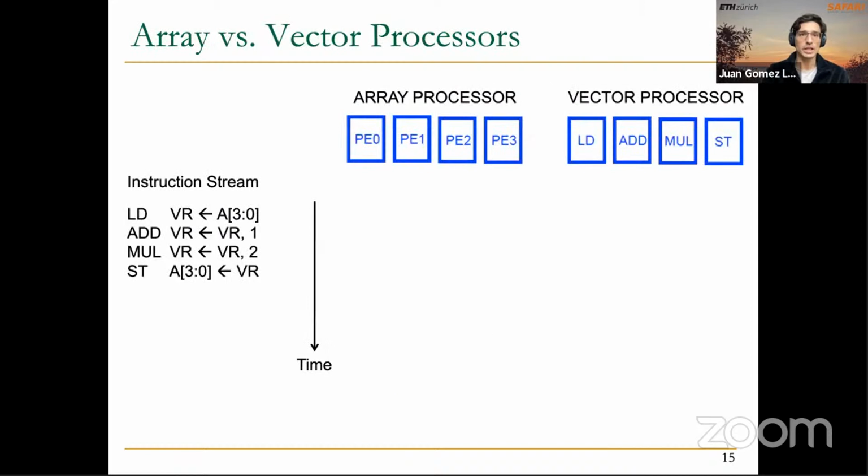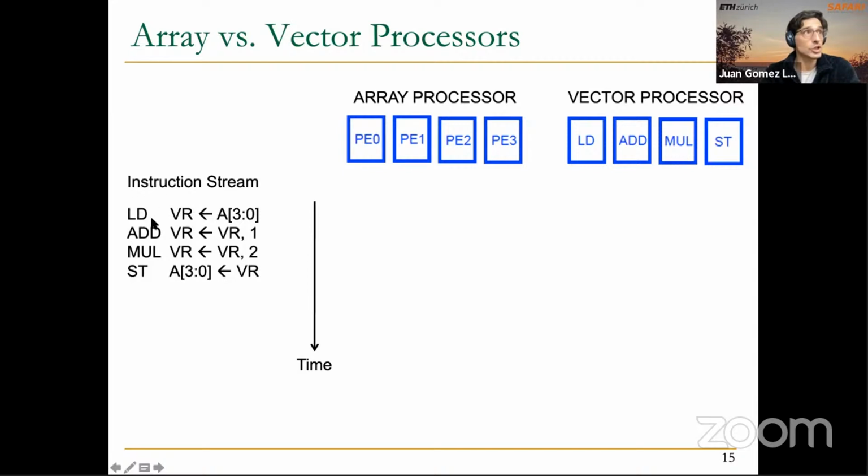Now let's go back to the idea of array processors and vector processors. Let's learn how to distinguish them based on a simple example. Notice that here on the left-hand side, we have our first SIMD program. It's a very simple instruction stream, but you can already identify basic instructions like load, add, mul, and store. You can also identify their vector registers. In this particular example, we are using only one vector register called VR.